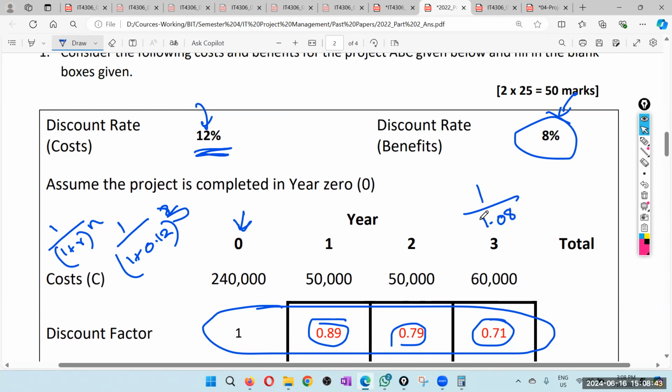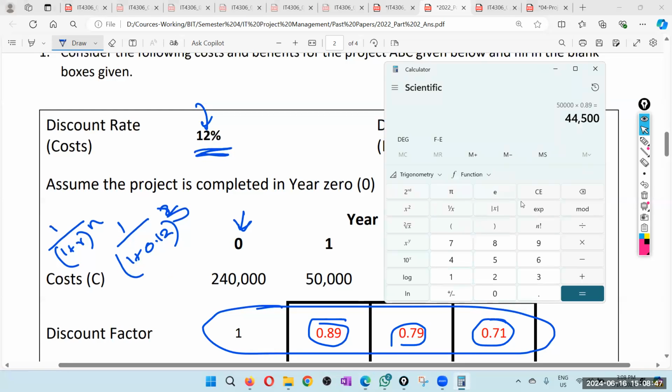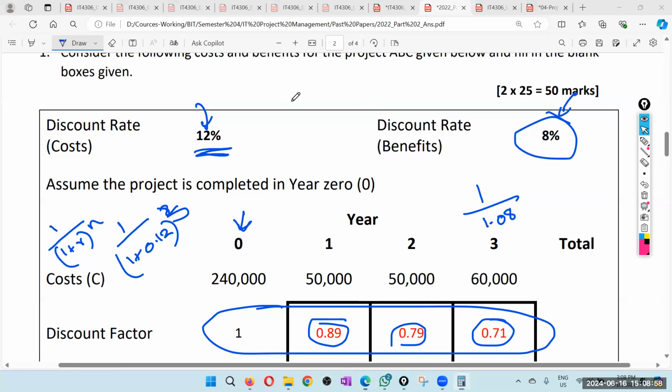So then 1 over 1 plus 0.08 is 1.08. That is 1 over 1.08. Okay, so what is that? 1.08, 1 over value. That is 0.92. Actually, it must be 0.93.